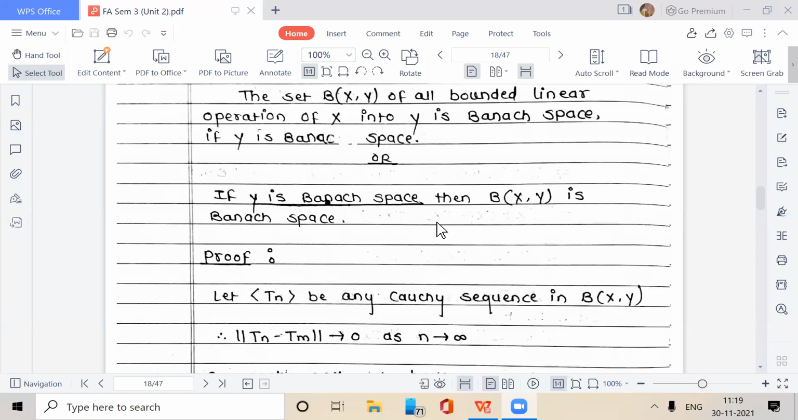X and Y are normed linear spaces. So by the Cauchy criterion that we have written, you can also write the epsilon delta definition. By that method also, you can prove the theorem. Here it is directly given that norm of Tn minus Tm tends to 0 as n tends to infinity. You can use the epsilon delta definition also: norm of Tn minus Tm is less than epsilon whenever n comma m is greater than some integer N.